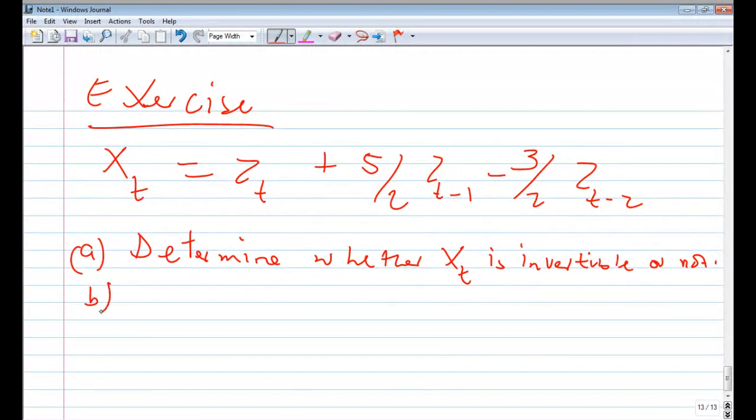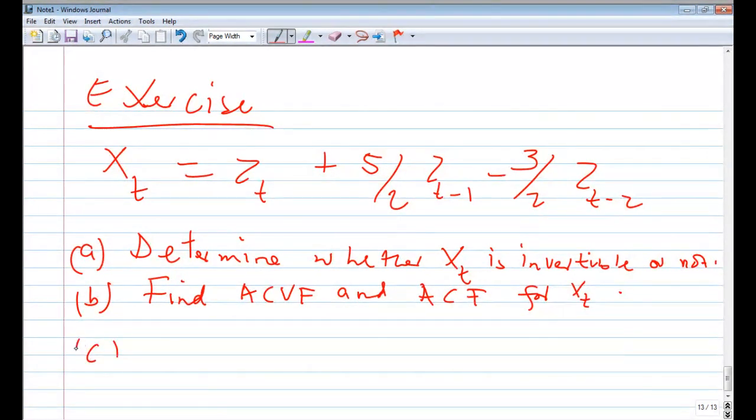Number B, find the ACVF and ACF for Xt. Number C, draw the ACF plot. Those are the things that I wanted you to do. Let's start with number A: find whether this process is invertible or not.